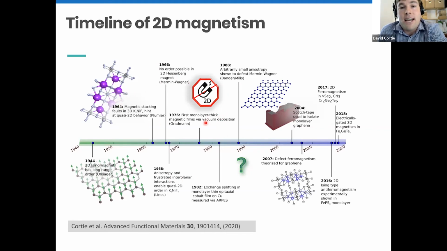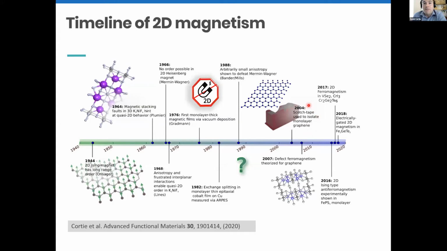And by the 70s and 80s, people had mastered growing monolayer thick transition metal films. So the first ARPES showing exchange splitting in cobalt, for example, was in 82 in a monolayer of cobalt. So two-dimensional magnetism has a long history, but what's really exciting about this new generation of ultra-thin magnets, I think, is that like graphene, they can be exfoliated using very simple methods. And also they combine very heavy elements like germanium, tellurium. So many of them have non-trivial topology in their electronic band structure.